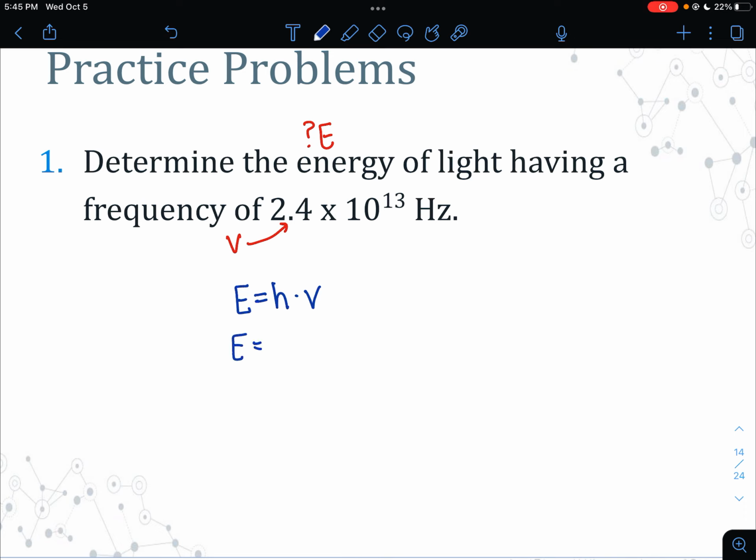We don't know E, so we'll leave it as E. H is 6.626 times 10 to the negative 34th joules times seconds. And then frequency is 2.4 times 10 to the 13th hertz. And so hertz is a second to the negative first. So a second and a second to the negative first cancel out, which is why your unit on the constant is joules times seconds. That leaves us with just joules as our unit, and we will multiply these two numbers.